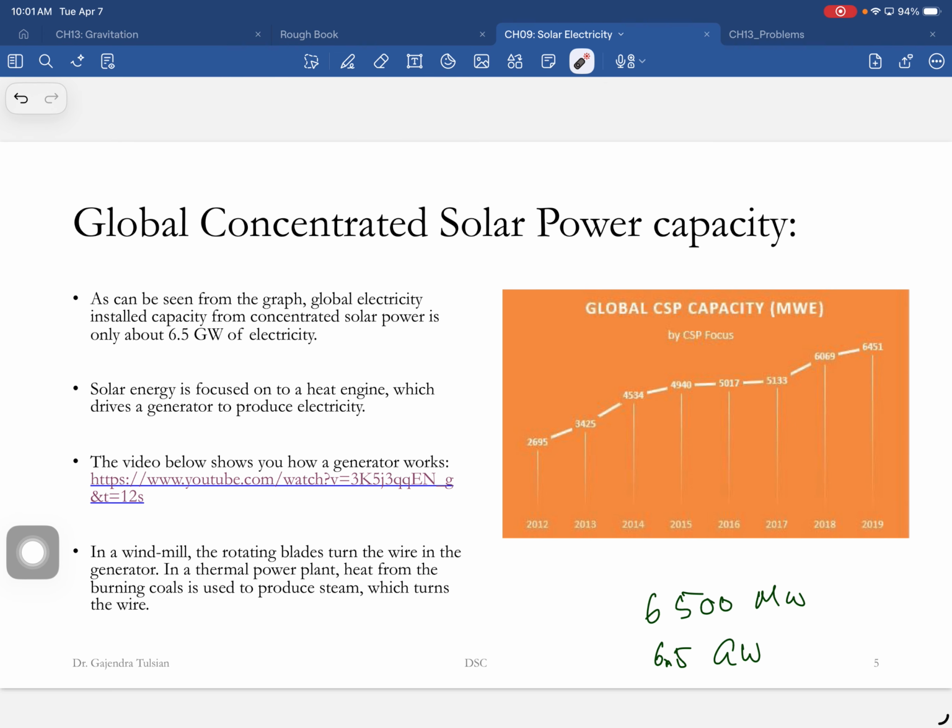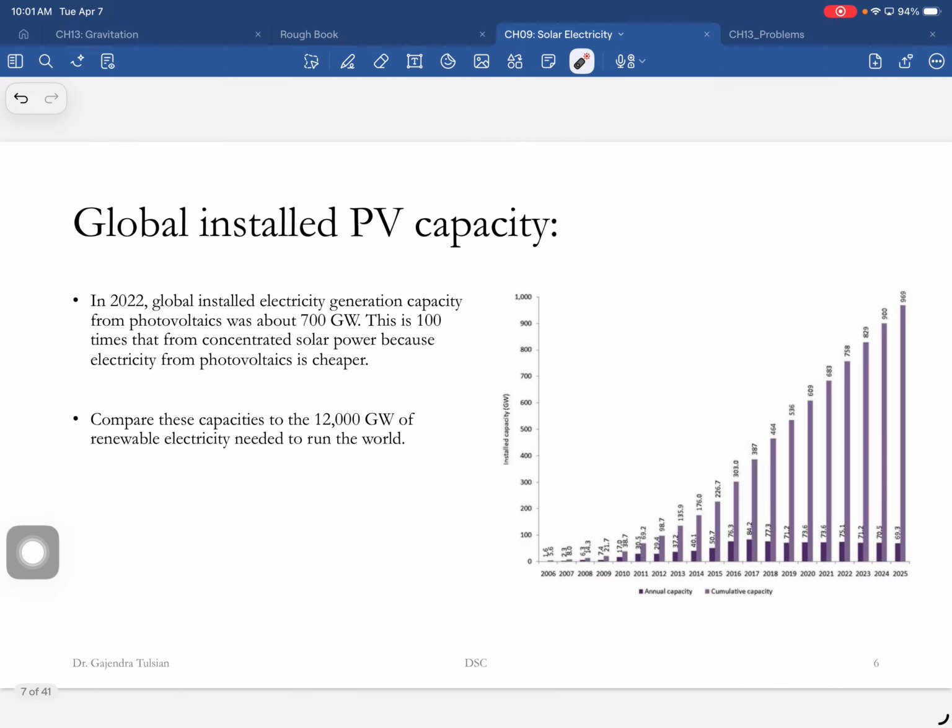The photovoltaic capacity is about 1,000 gigawatts, and again, to run the world you need 16,000 gigawatts. Okay, so the photovoltaic capacity is increasing tremendously, and that's because it's cheaper. Right now we're just using it as we're producing it, because batteries are still expensive.